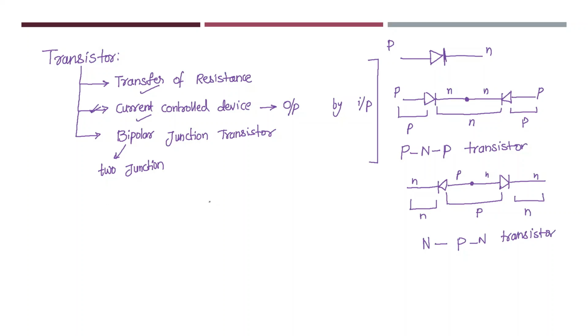How many types of transistors are there? There are two types of transistor. One transistor is NPN transistor. Other transistor is PNP transistor. So these are called terminals. Now let us see the schematic diagram and circuit diagram for this PNP and NPN transistor.